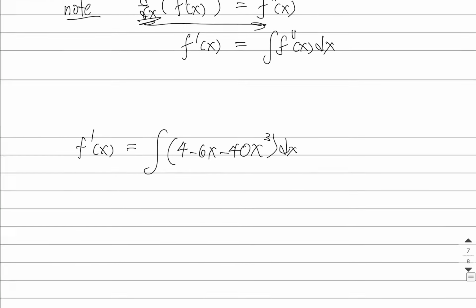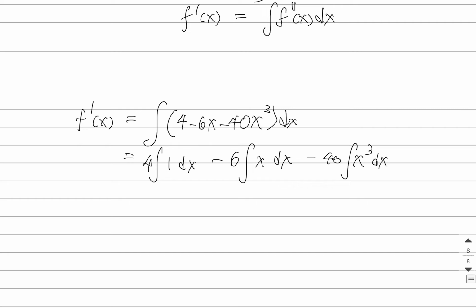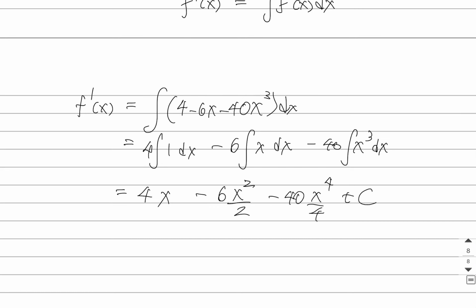And so when we antidifferentiate that, we can use linearity, and we split this up into as many separate antiderivatives as we need. So we'll get 4 times x minus 6x squared over 2 by the power rule, 40x to the 4 over 4, plus the constant gets grouped together at the end. We don't need to bother with the constant along the way. We can clean everything up here.